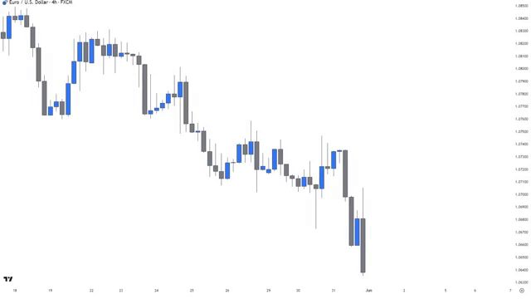Here we have the euro-dollar chart in the 4-hour time frame. This is our higher time frame chart, and we will later zoom into the 1-hour time frame to observe more details and combine our factors. Here we have an obvious downtrend. So let's identify the most recent impulse, correction, and pullback.